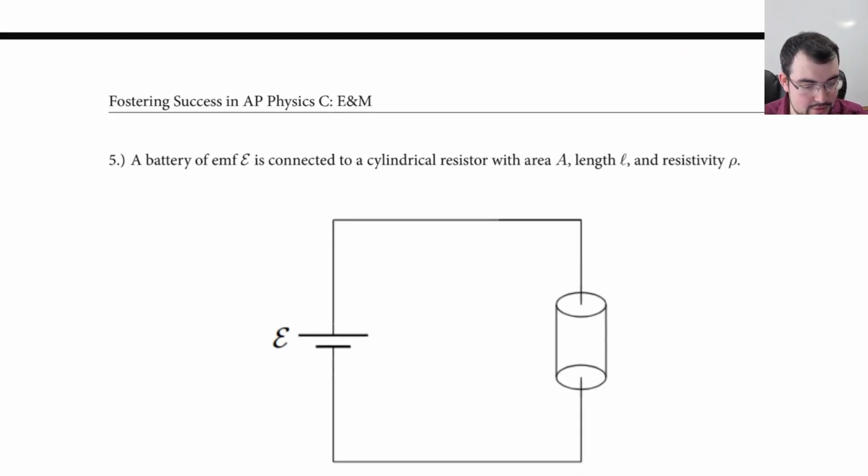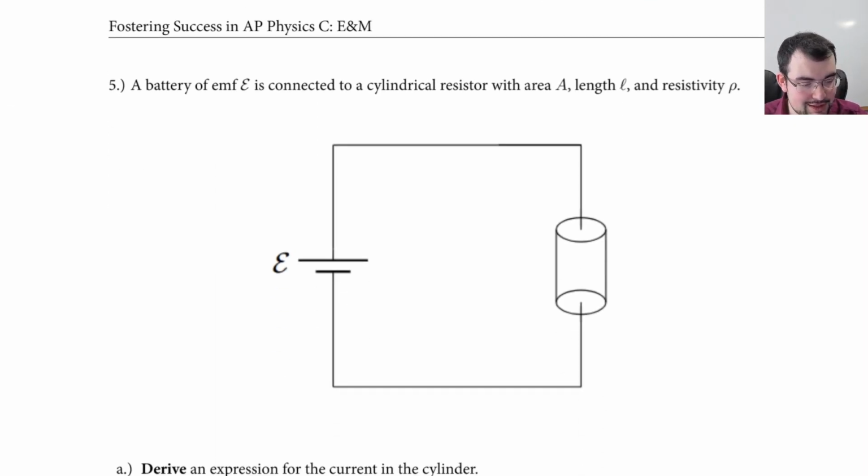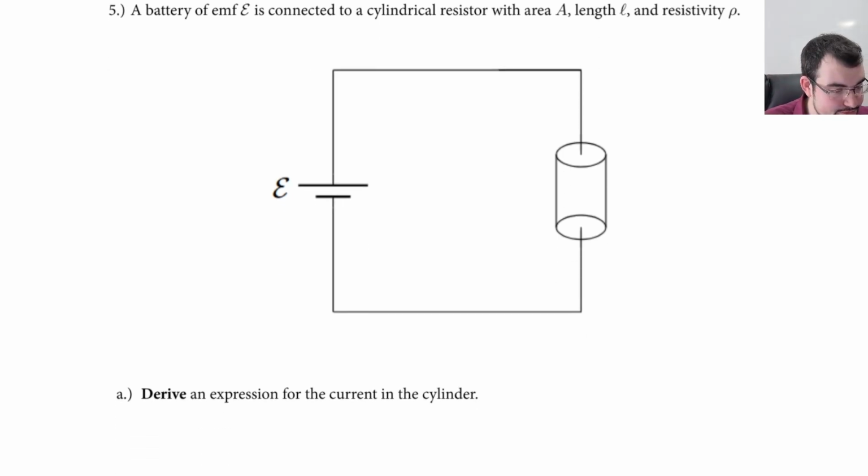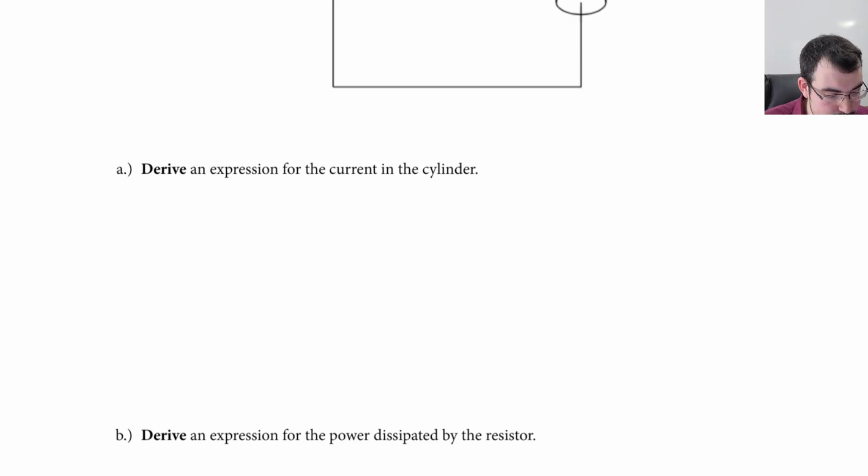All right. A battery of EMF epsilon is connected to a cylindrical resistor with area A, length L, and resistivity rho. First, we want to find the current through the cylinder. So, well, I want current. What is current? Current is delta V over R by Ohm's law.